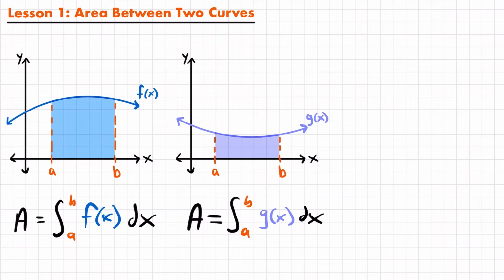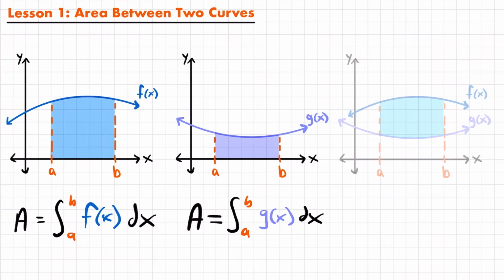Okay, but the question here is if we put both of these two functions, f of x and g of x, on the same graph, and we wanted to know the area between them, how could we calculate that area? And so here's a graph that represents that scenario. We have our function f of x and our other function g of x, and we want to know the area of this shaded region between these two functions from a to b. How could we find the area of this region using a definite integral?